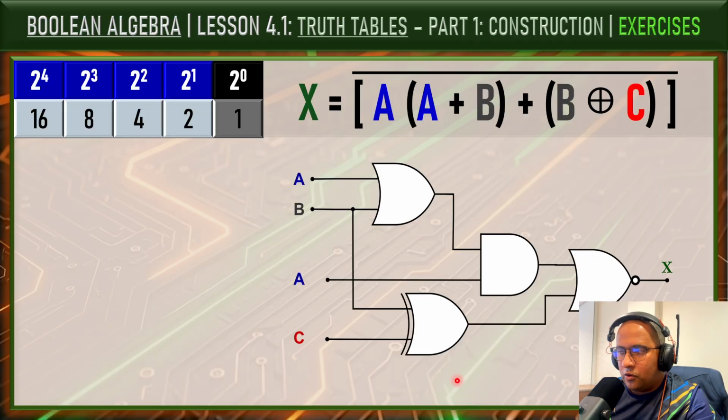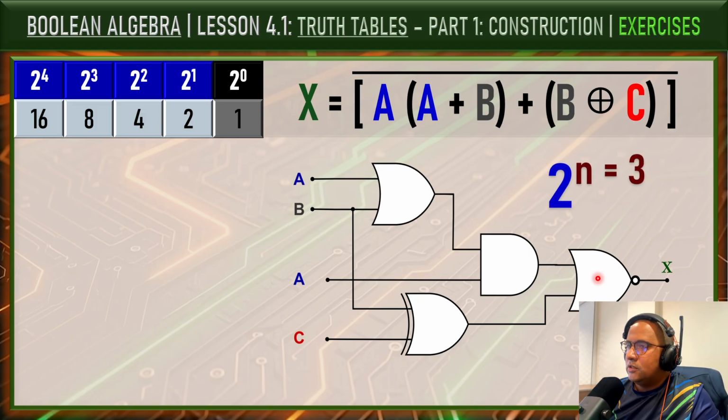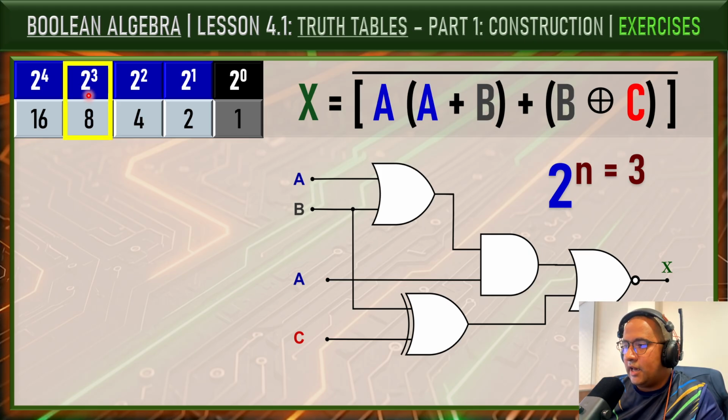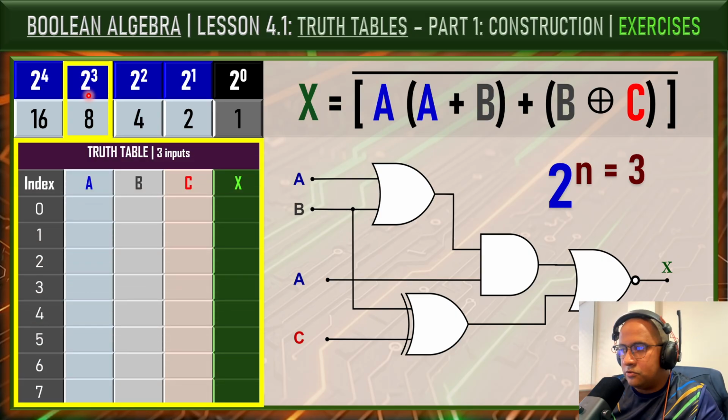Okay, as we did before, we identify the distinct inputs. And here we have the input A, input B, and input C. Even though some variables appear more than once in the expression and in the circuit, they still represent the same original input, okay? So this function has 3 inputs. Therefore, n equals 3. So we calculate 2 to the power of 3, which gives us 8. That means the truth table for this function must contain 8 rows, okay?